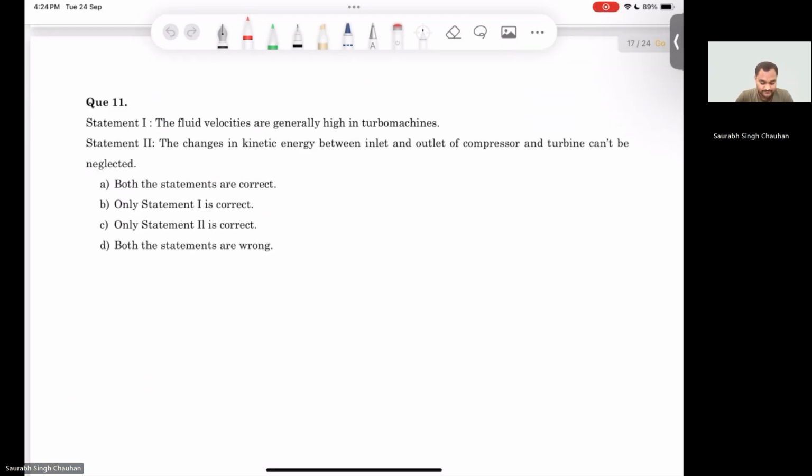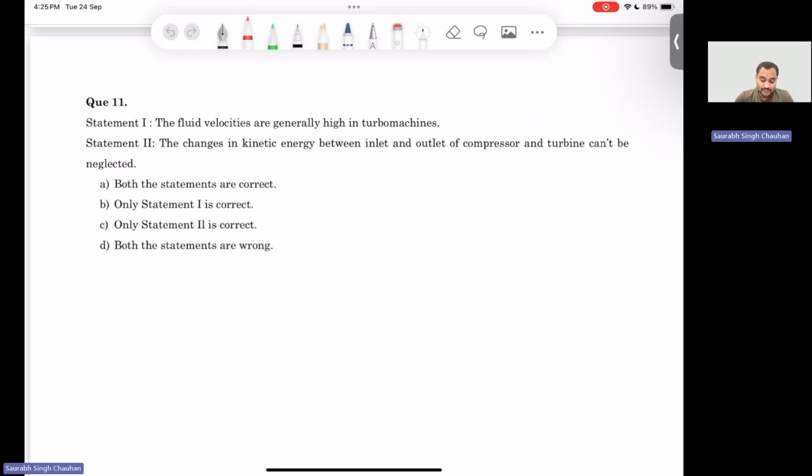So question 11. In question 11, two statements are given. The first statement says the fluid velocities are generally high in turbomachines. And statement 2 says, sorry, the changes in kinetic energy between inlet and outlet of compressors and turbines cannot be neglected. So we have to tell if both statements are correct or both are false, or one of them is correct and the other is false. So let us see both statements one by one.